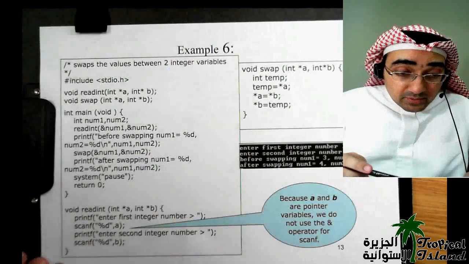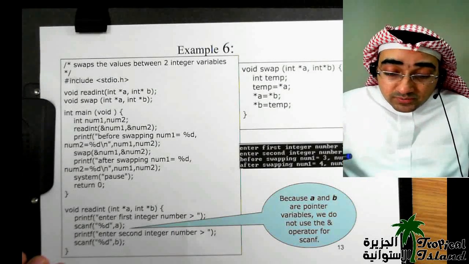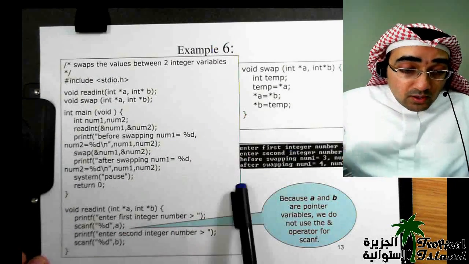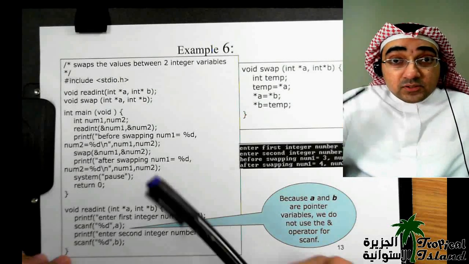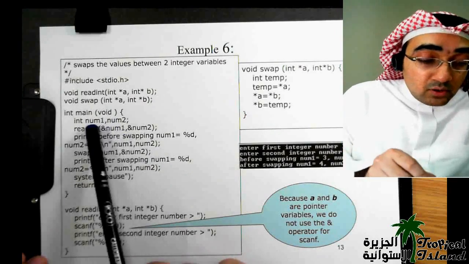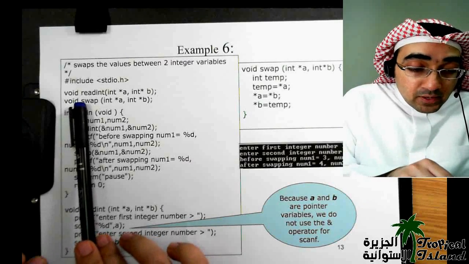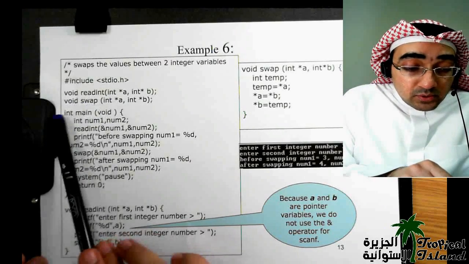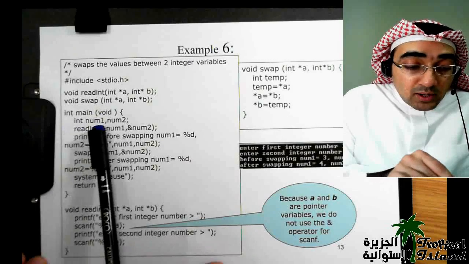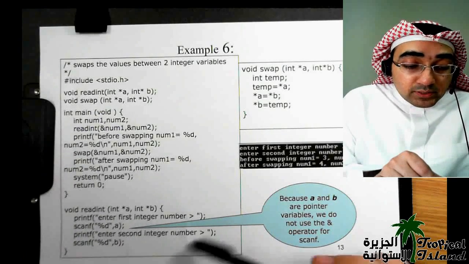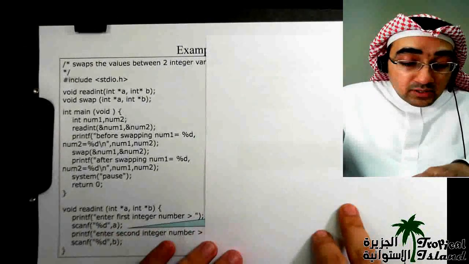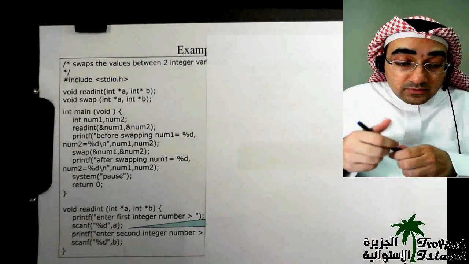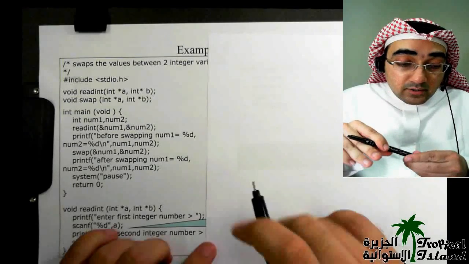Another example is swapping the values between two integers. Over here, I'm not going to do the memory map, so you should start doing this in your brains and start doing all the calculations this way. So you have two functions over here, readInt and swap, and in your main function you have num1 and num2. Okay, I'll just do the short notation over here so that you guys can follow me, since this is the first class for pointer variables.